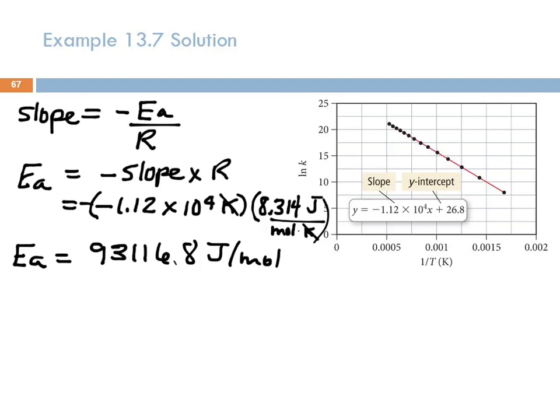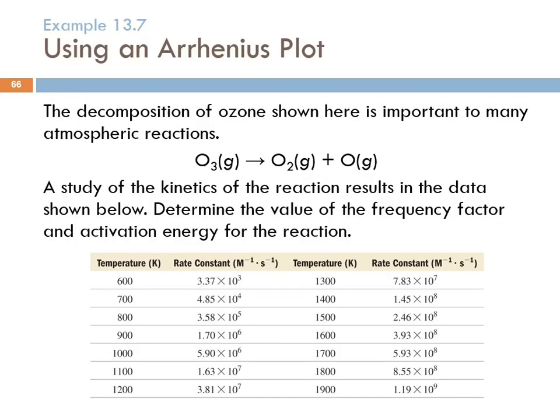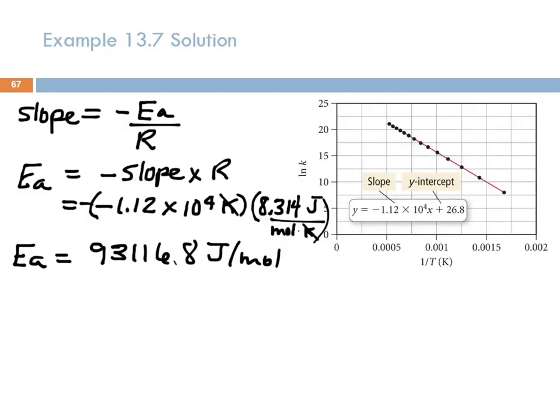Now, with things like this, sig figs become a little bit iffy, right? But we're going to give sig figs our best shot and try to be reasonable with them. So right here I've got 6 significant figures. My graph had 3. If we go back and look at the data, these rate constants had 3. So it's probably best to round this off to 3 significant figures. And it's a big number, so let's put this into kilojoules.